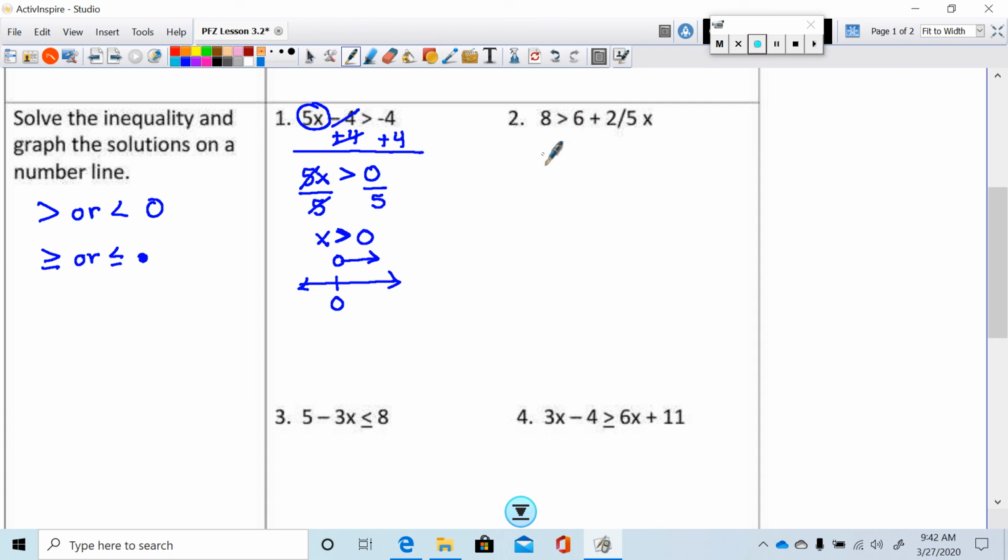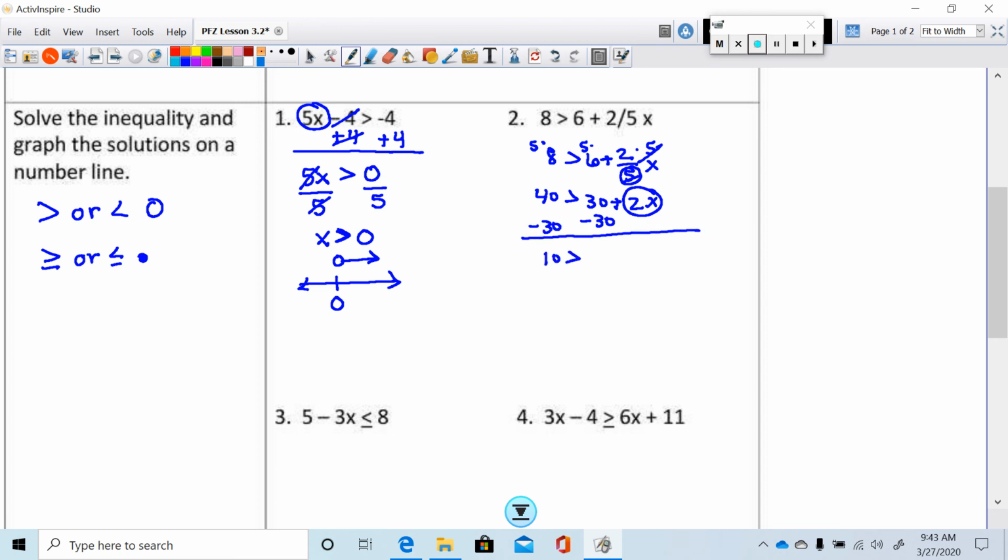Okay, on the next one, 8 is greater than 6 plus 2/5 x. I'm going to start by getting rid of the denominator, and if you multiply each term by the denominator, you will accomplish that. So 5 times 8 is 40, is greater than 5 times 6 is 30, plus top cancels with the bottom, 2x. Now we're trying to get the x by itself, so we have to get rid of a +30. So the opposite of +30 is -30. So I'm going to subtract 30 from both sides.